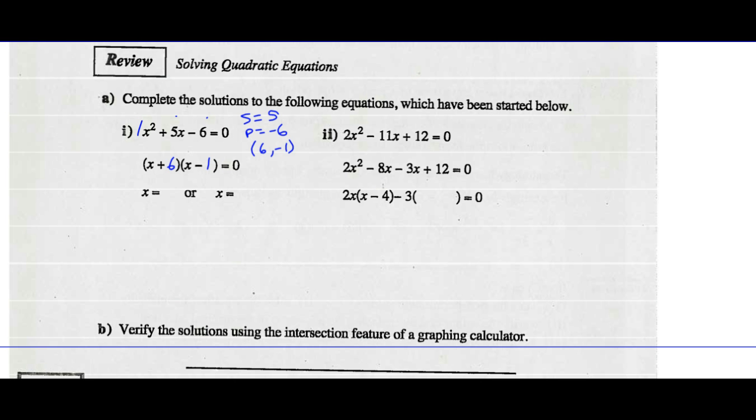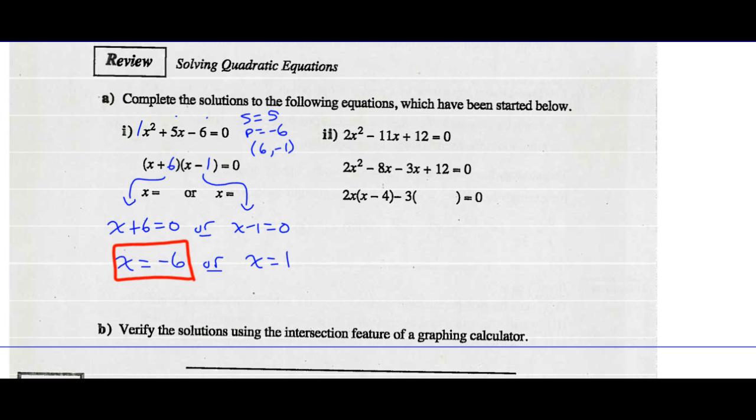Now, x plus 6 times x minus 1 are the factors of the trinomial, but now it's an equation, so they equal 0. To solve the equation, I should set each factor equal to 0. x plus 6 can equal 0, or x minus 1 can equal 0. So either of those two factors can equal 0, and then I solve those very simple equations. Here x would equal negative 6, or here x would equal positive 1. So those are the solutions to this quadratic equation, negative 6 or positive 1.